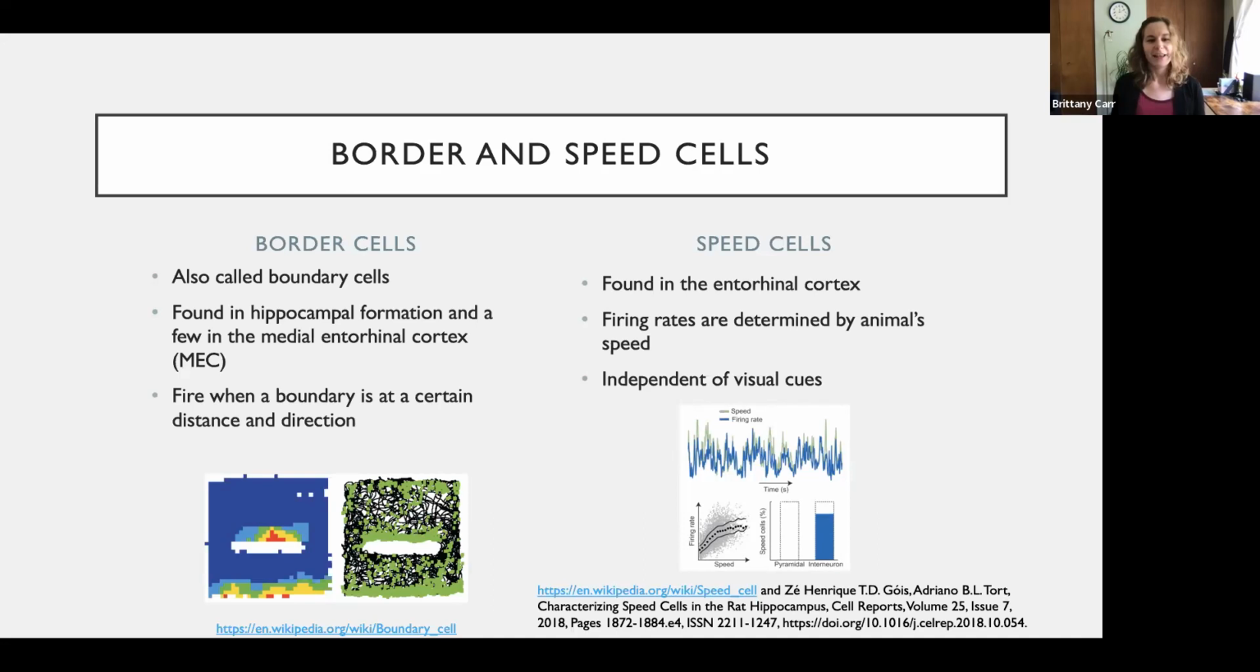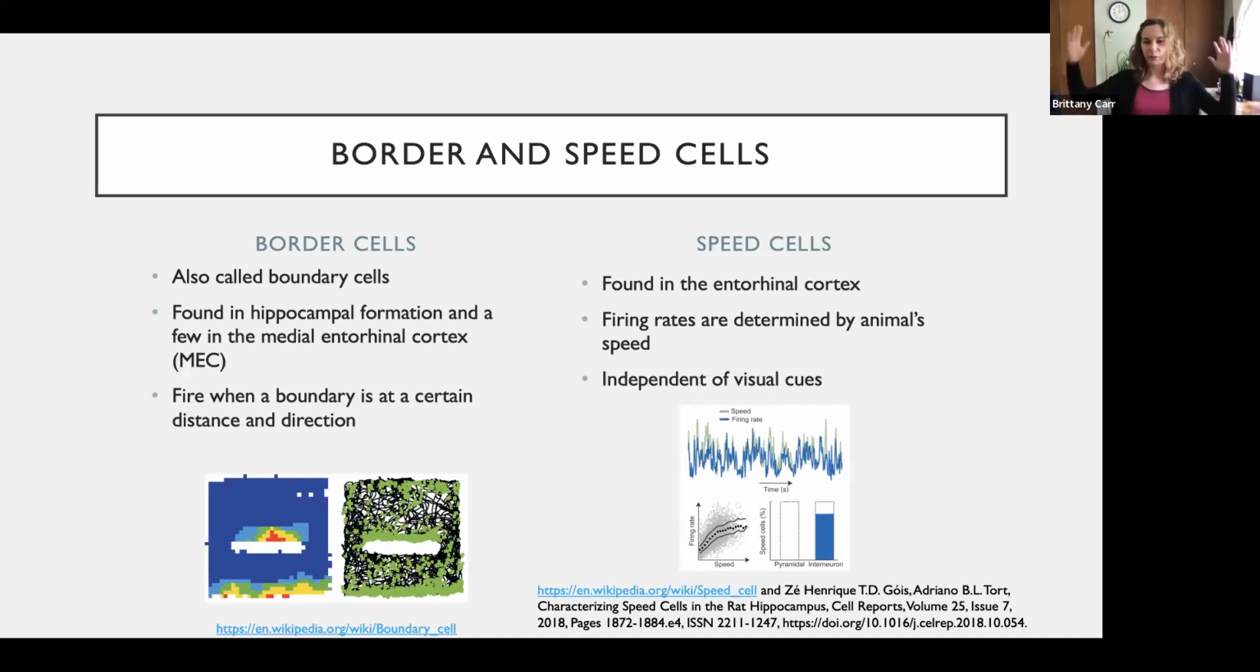So similarly, right, you also have cells in your brain that fire when you are walking or moving a certain speed. So these are found in the entorhinal cortex, and the firing rates are determined by the animal's speed, and they're independent of visual cues, right? So even if you were to walk around in darkness, you still have some sense of how fast you're moving just based on what your body is doing.